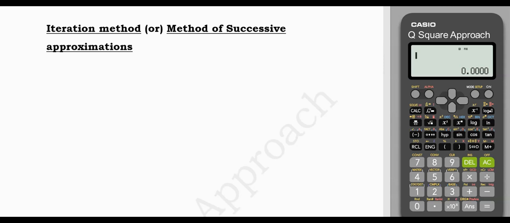Welcome to Q-square approach. In this video, we will solve a problem by using the iteration method.